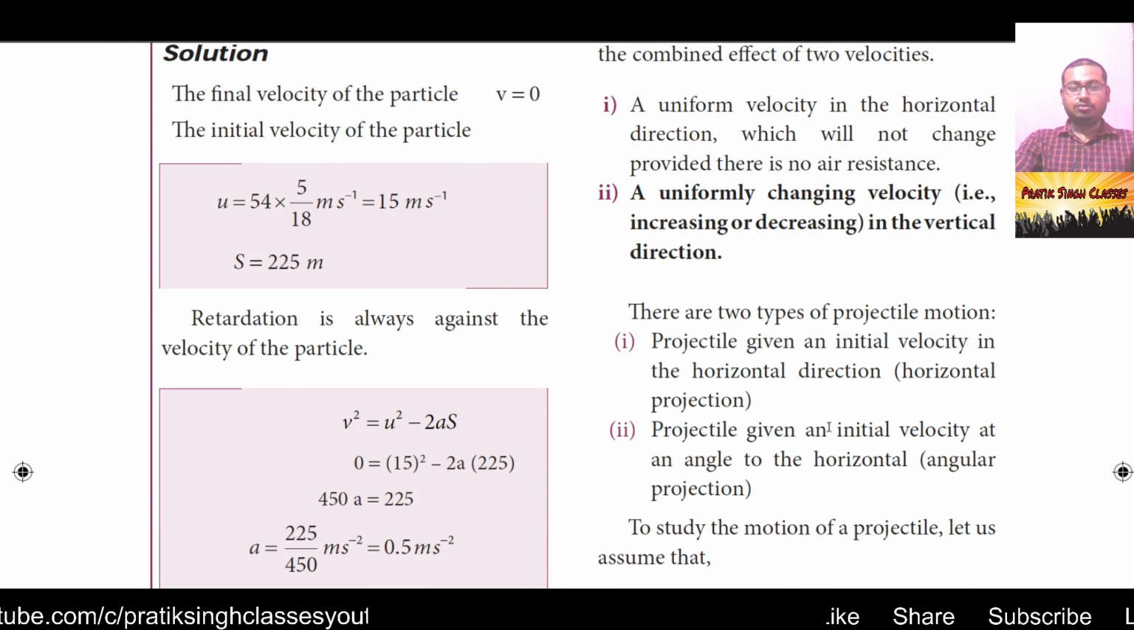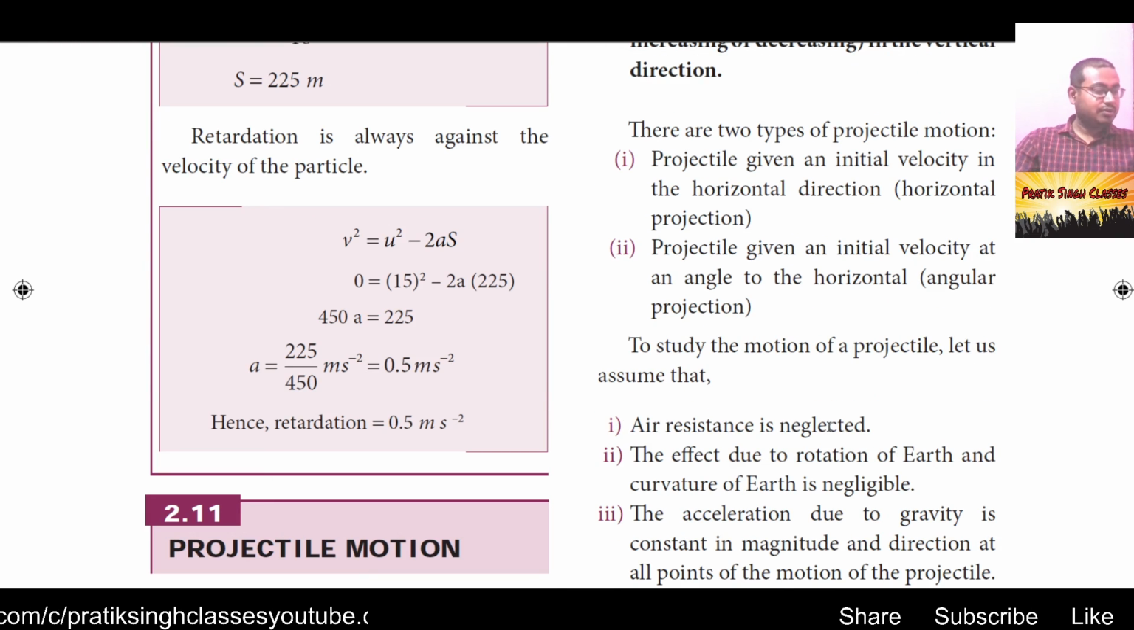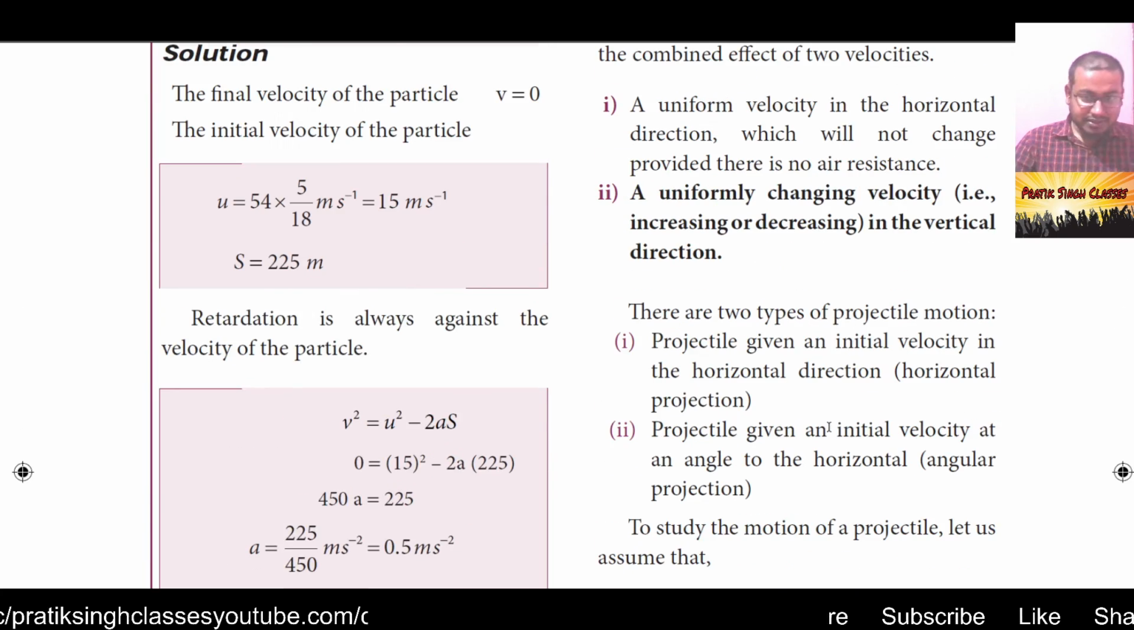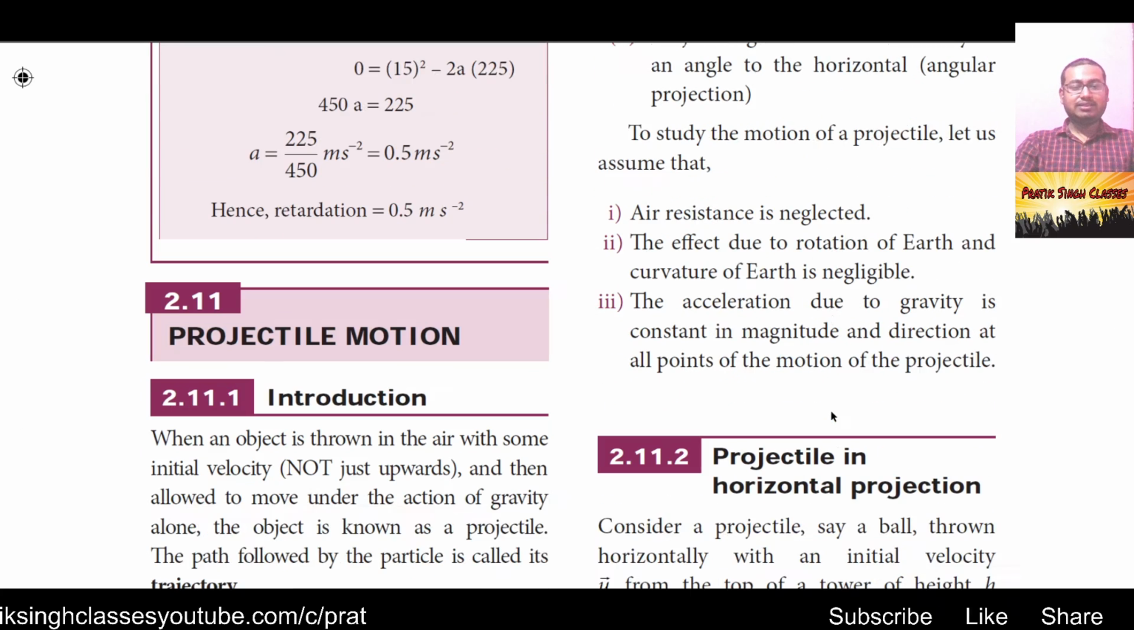These are the things which you have to study. In the next video we will study projectile motion.